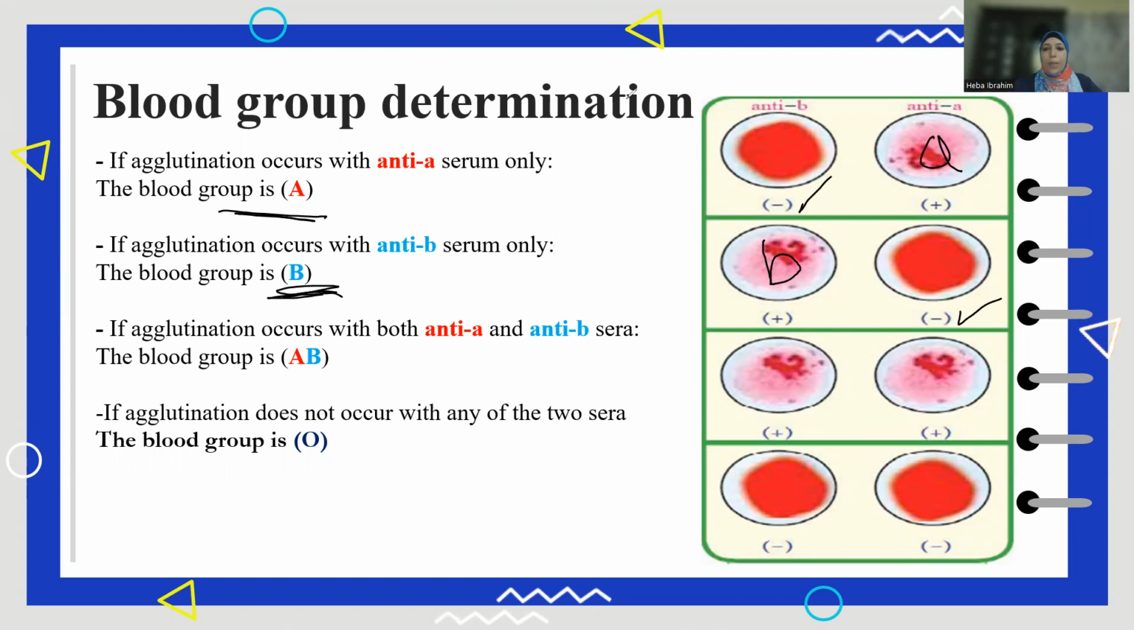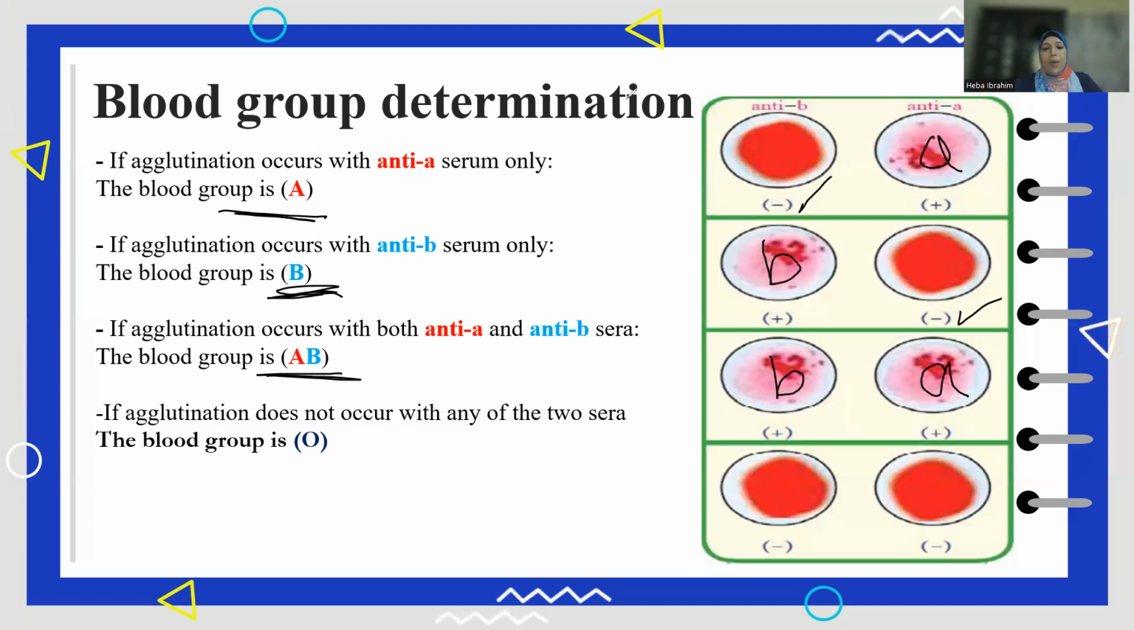But when we put anti-A and anti-B in the two samples and a reaction takes place, blood disintegration takes place. Anti-B means the reaction takes place between anti-B and antigen B, and here anti-A with antigen A. Which blood group contains the two antigens? It's AB. So this blood group is AB.